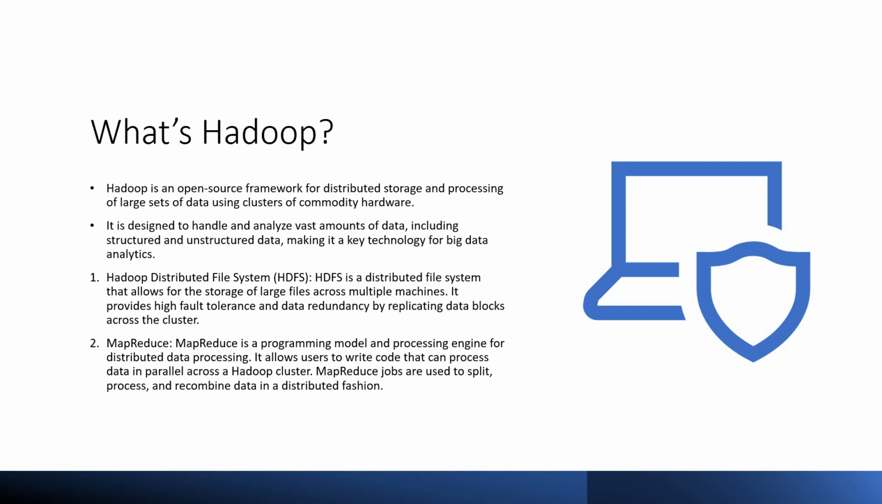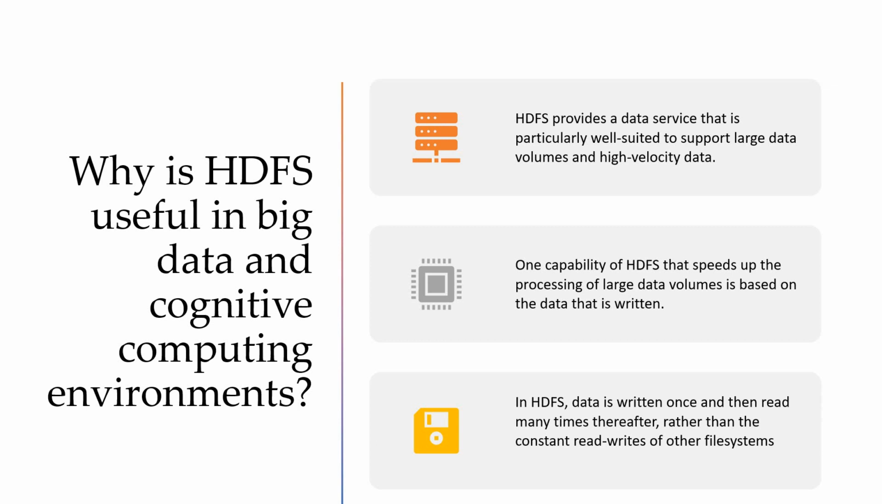But these two are the heart of your Hadoop. One is HDFS, another one is MapReduce. HDFS, as I told you, is the Hadoop Distributed File System. MapReduce is a programming model. We'll deal with this, and this is very important.